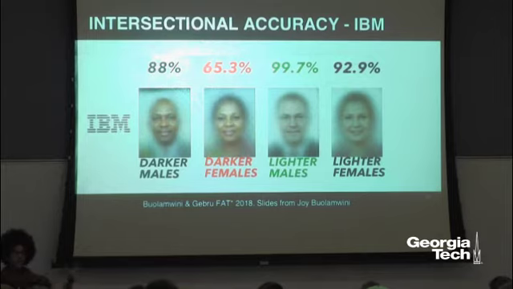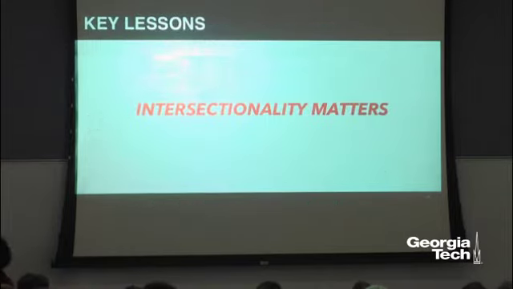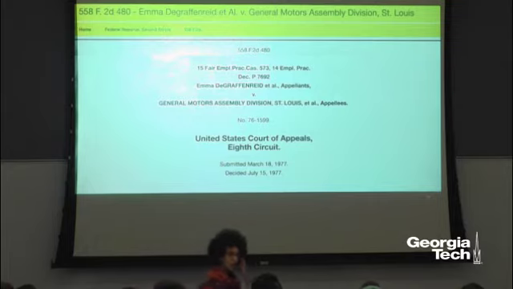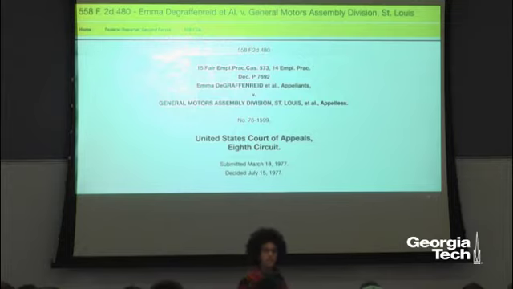You can imagine how these kinds of issues extend to other problems. So what are some of the key lessons? One is that intersectionality matters. Now we're going to talk about ideas from critical race theory. I love this example because I saw it in a TED Talk by the woman who coined the term intersectionality and started it. This example is from 1977.